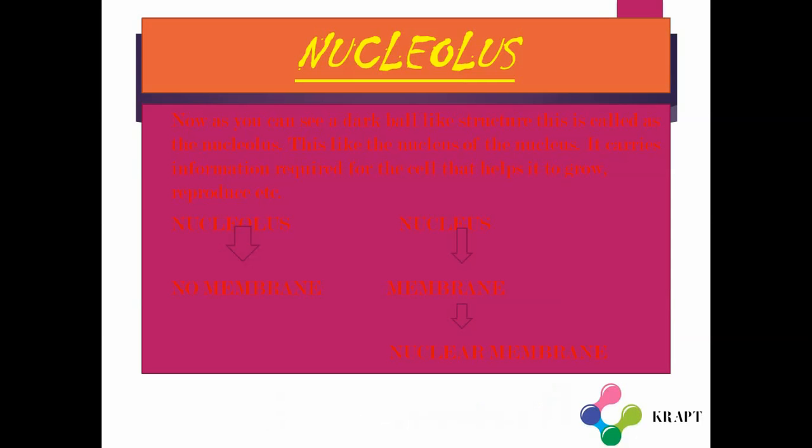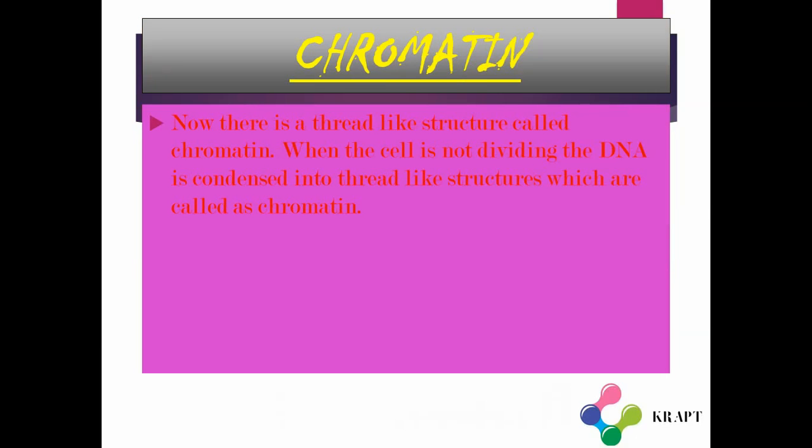Nucleolus. As I told, nucleolus is a dark ball-like structure. It is like the nucleus of the nucleus. It carries information required for the cell which helps it to grow, reproduce, etc. Nucleolus has no membrane, whereas nucleus has membrane, which is the nuclear membrane. Now let us learn about chromatin. Chromatin is, as I told, a thread-like structure. When the cell is not dividing, the DNA is condensed into thin thread-like structures, which is called chromatin.